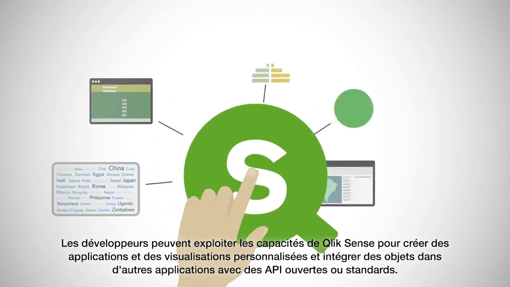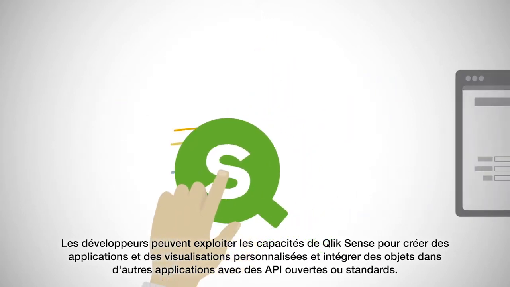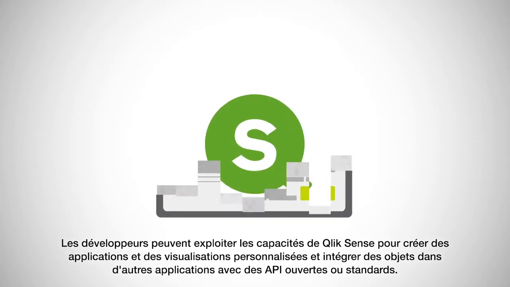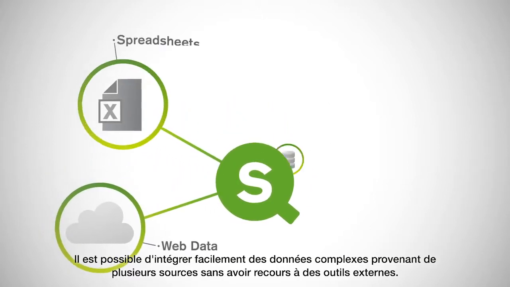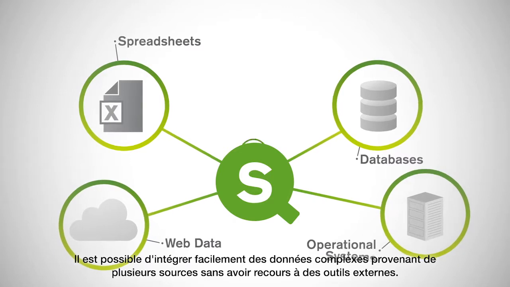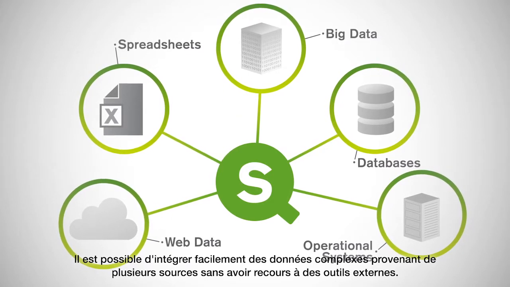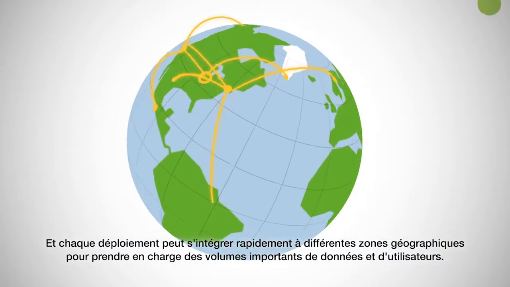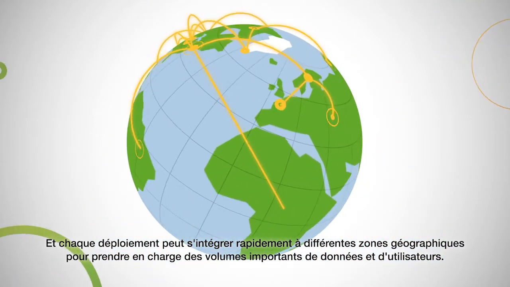Developers can extend Qlik Sense to build custom apps and visualizations, and embed objects in other apps with open and standard APIs. Complex data from multiple sources can be easily integrated without the need for external tools. And every deployment can rapidly scale across geographies to support large volumes of data and users.